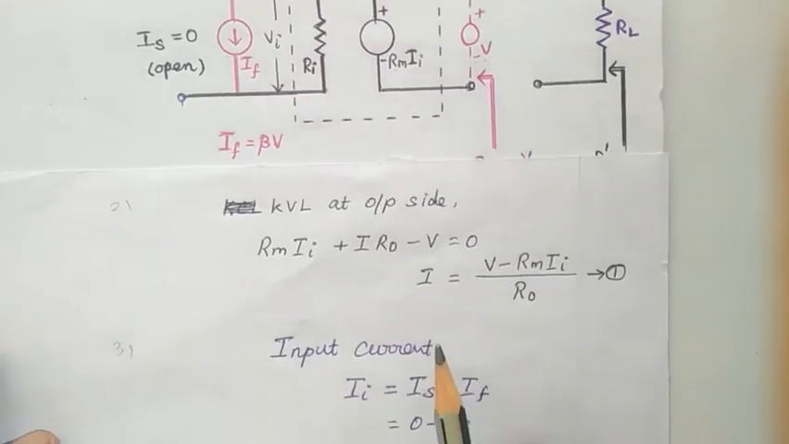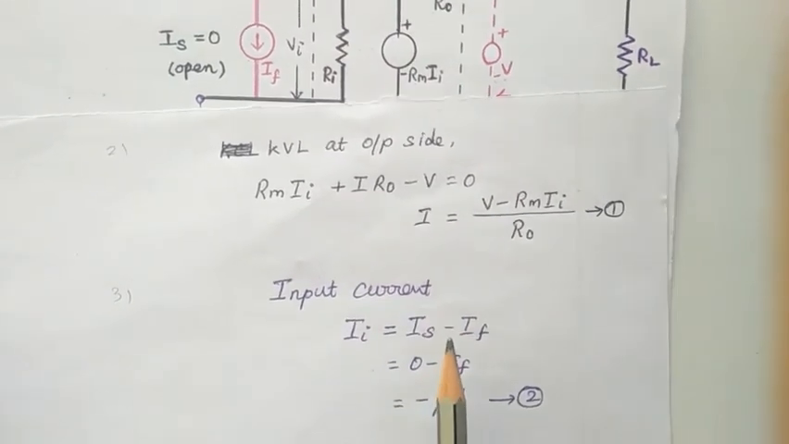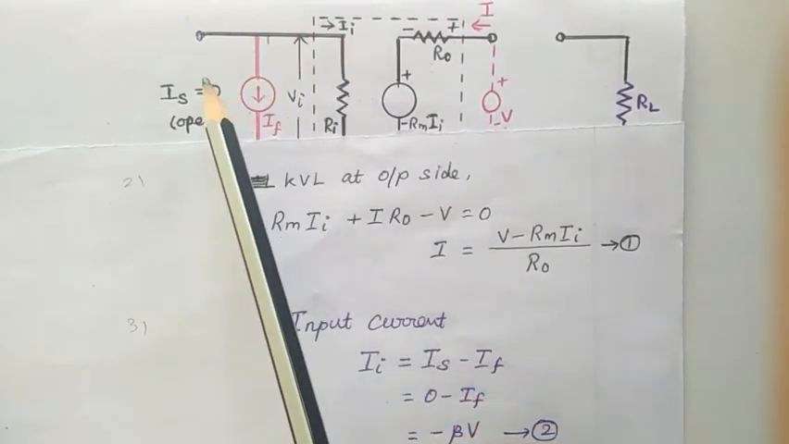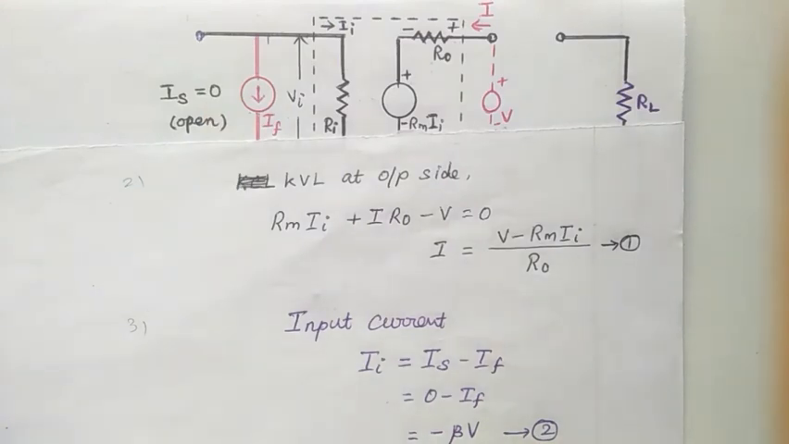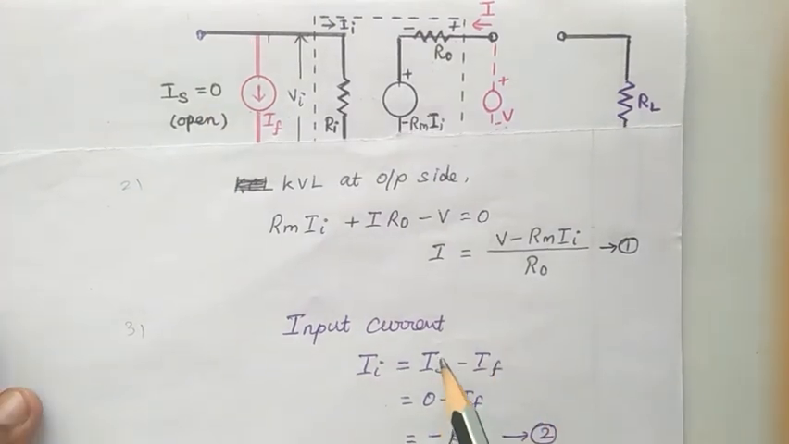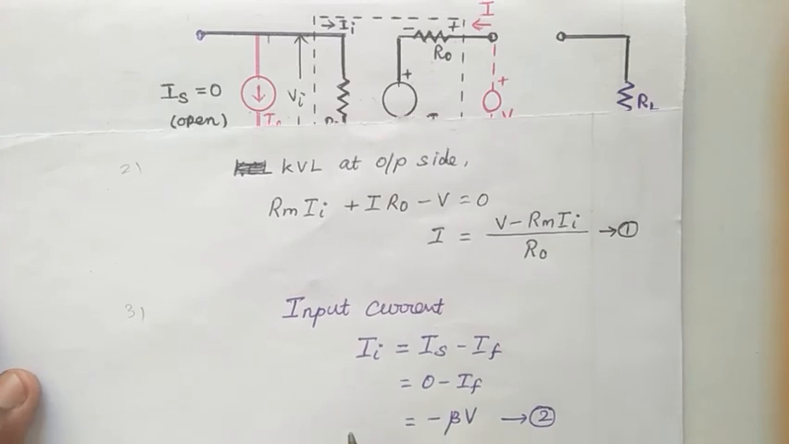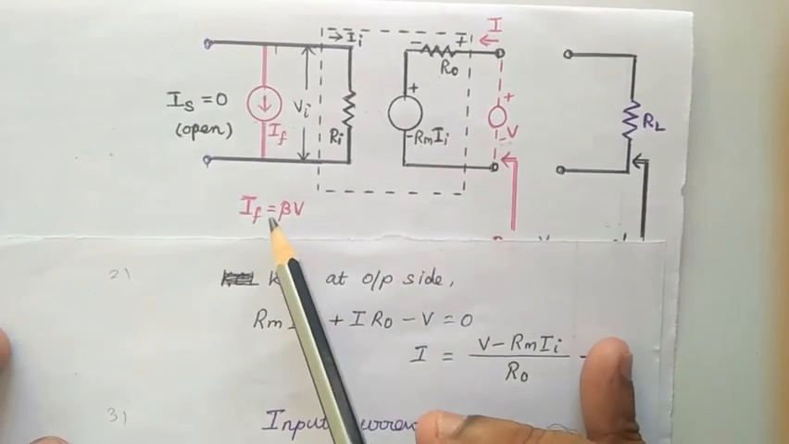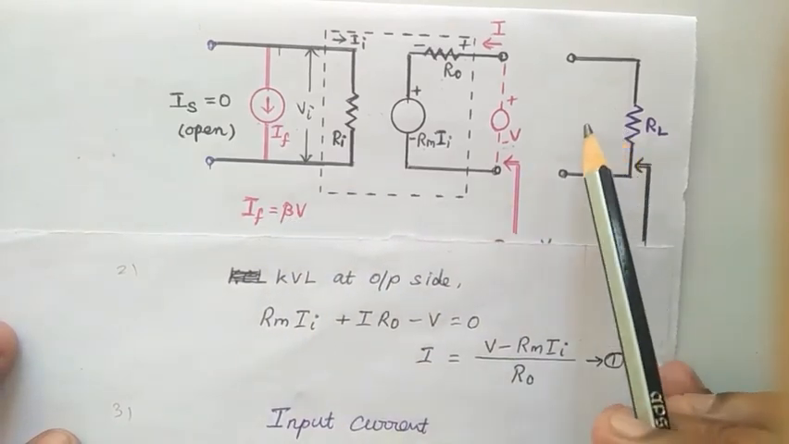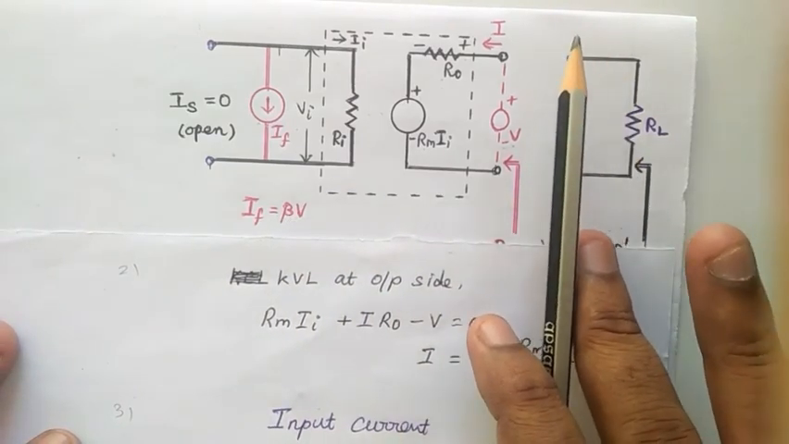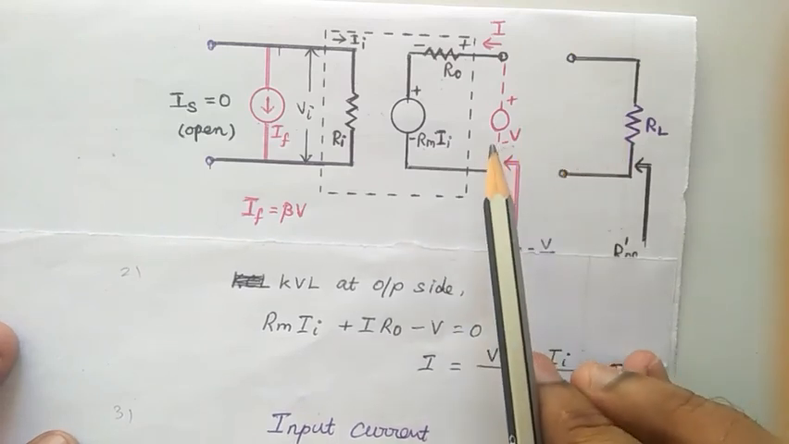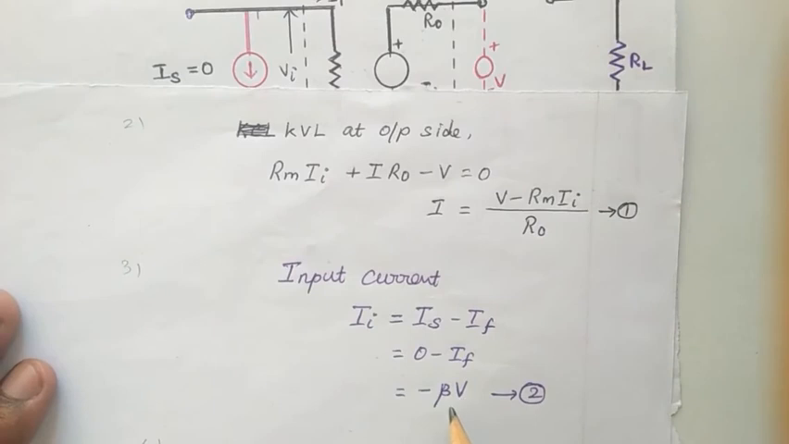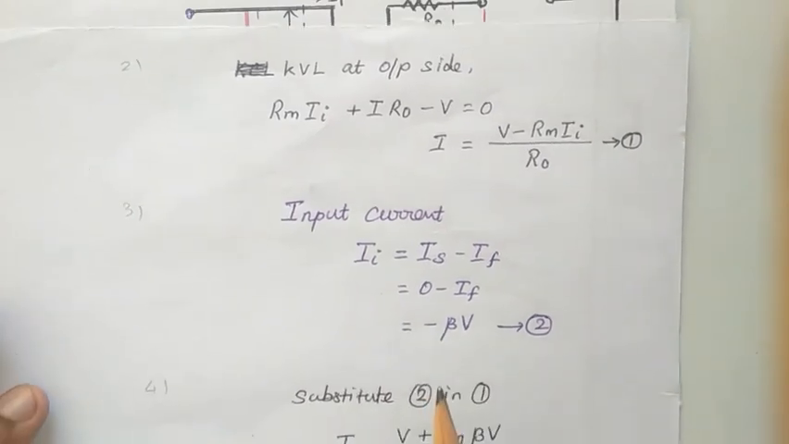In the next, third step, I have to find the input current. The input current II is available from IS minus IF. Since IS is equal to 0 here, I get minus IF. IF is nothing but beta V naught, but we have disconnected the output load resistance, so we have the voltage as capital V. So I equate it to minus beta into V. That is equation 2.